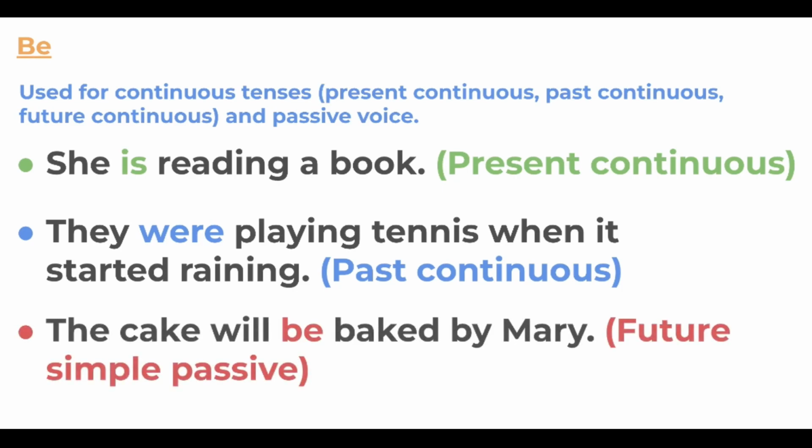And then the cake will be baked by Mary. That's future simple tense, and then the passive voice. Passive voice is when the subject is almost not the person doing it so much as what the action is. So for example, Mary is not important in this sentence. It's the fact that the cake will be baked. That's the important part. Okay, so that's our auxiliary verb be, a little bit of information there.